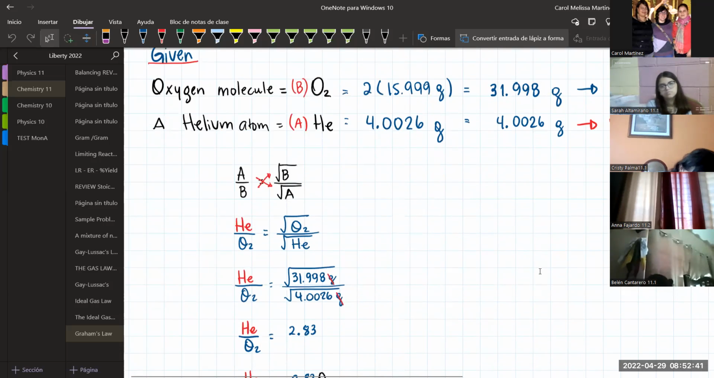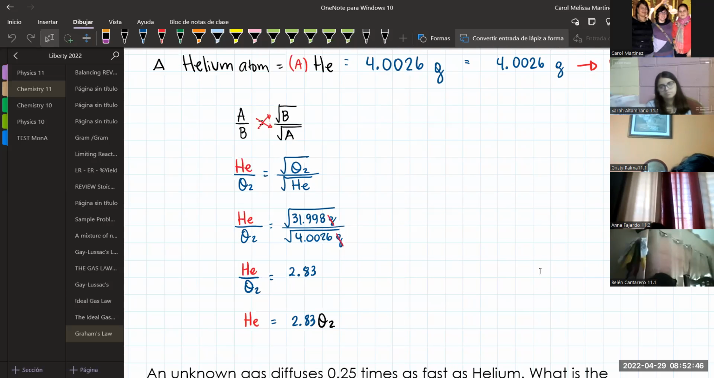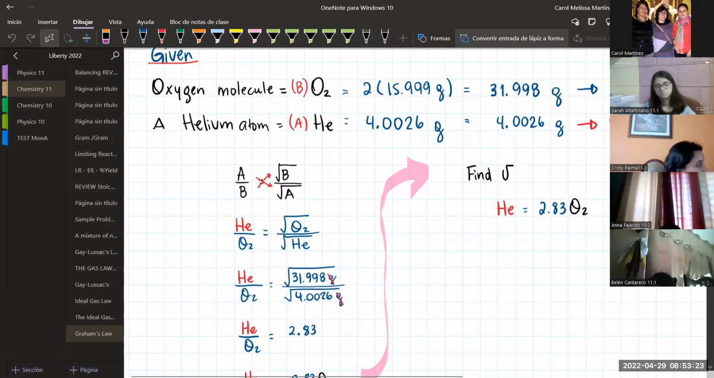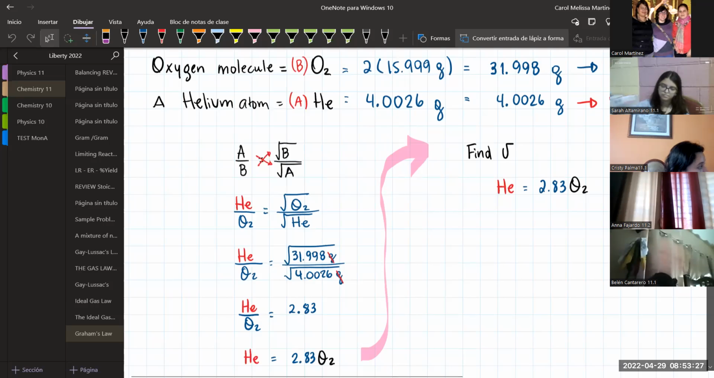After this, what do I need to do? I need to find the velocity of helium. So I'm going to continue in here, okay? So to find the velocity, I say helium, which is my unknown, is equal to 2.83 the speed of oxygen. I know that oxygen is traveling at a speed of 450 meters per second. So I will replace oxygen by that speed. Don't forget to write in units, okay?